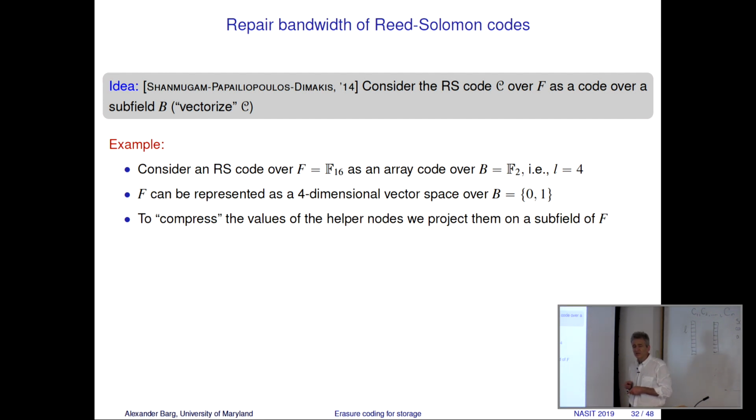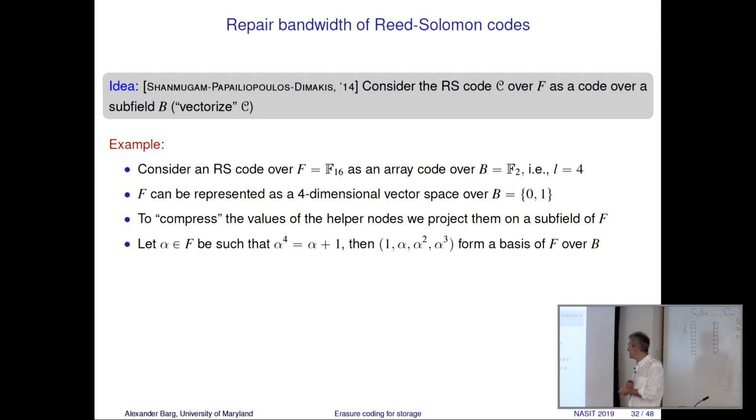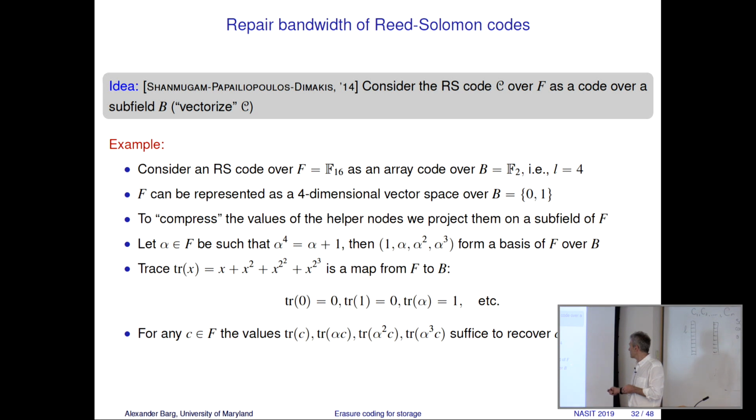And to save on the repair bandwidth, we compress the values of the helper nodes by projecting them on a subfield. So instead of transmitting the entire helper node, we transmit some projection, some function of the helper node. For instance, let us say alpha is a primitive element of F16 over F2, such that alpha^4 is alpha plus 1. So that's a textbook example of finite fields. And then 1, alpha, alpha square, alpha cube form a basis of F16 over F2.